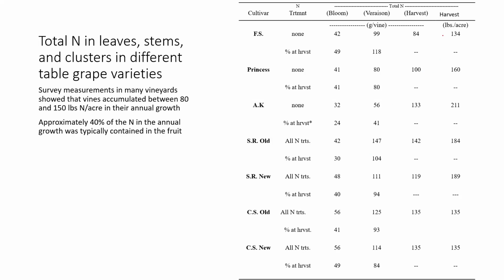And here are some data just to show you a range of the N in different vineyards with different varieties. It ranged anywhere from a low of about 134 pounds of N per acre in the annual growth of the vines to a high of over 200 pounds in one vineyard. This was in an Autumn King vineyard, a late harvested variety that also had very high yields and it accumulated more nitrogen. And this low one was in an early ripening variety that had a lower nitrogen status.